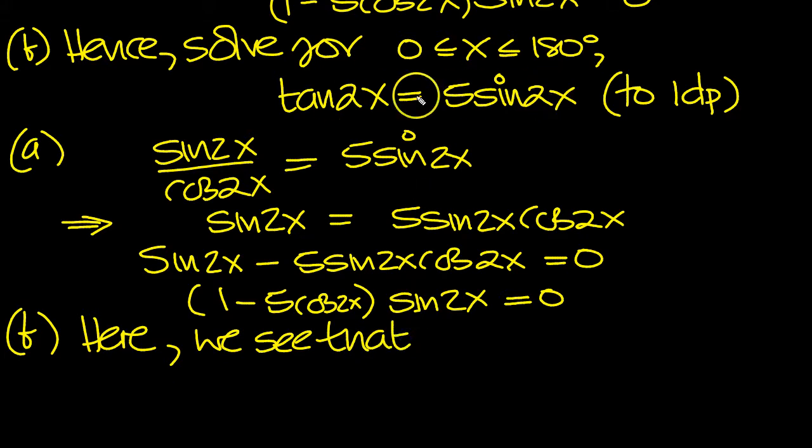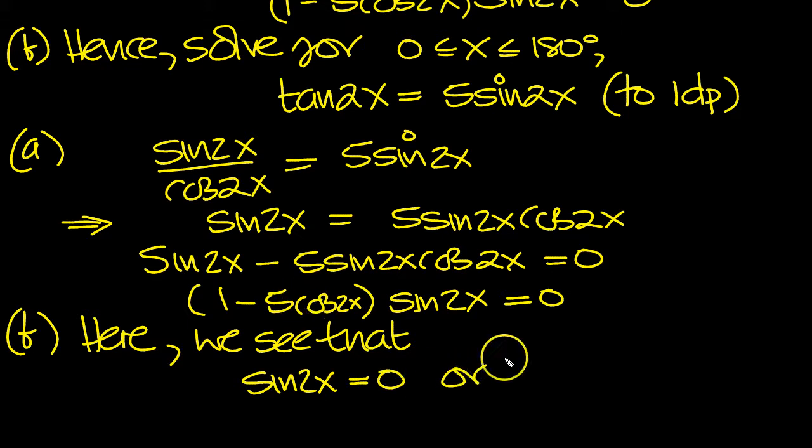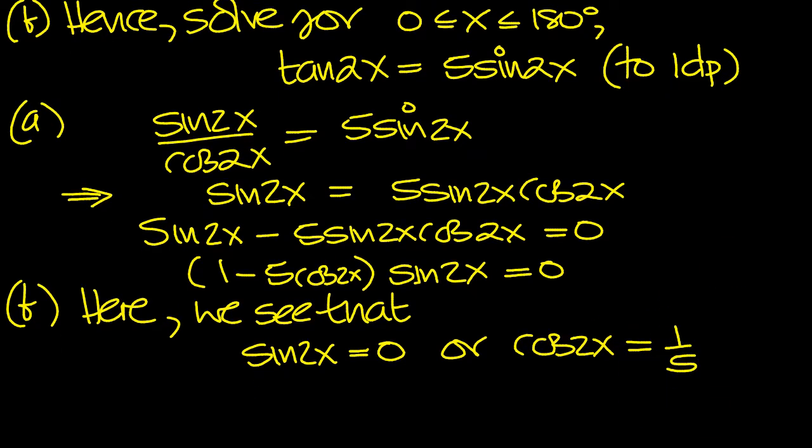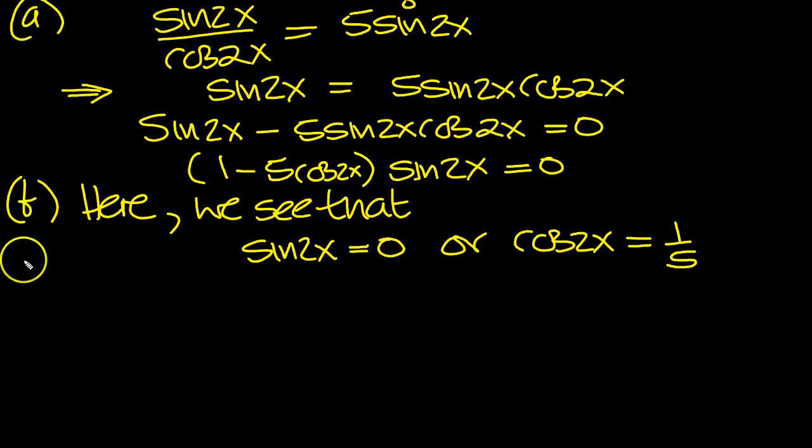So this equation equals naught when this is naught. So this implies that sine 2x equals naught, or cos 2x is equal to 1/5. So what do we get then? Well, x varies from 0 to 180, so 2x varies from 0 to 360. So let's just write that down to remind ourselves. So we're looking for solutions in that range. Sine 2x equals 0, so let's look at that one first.